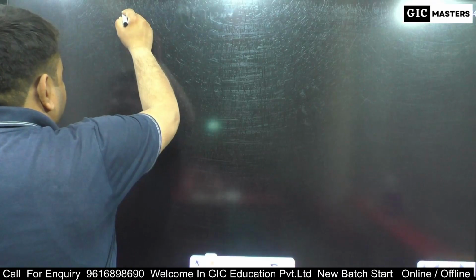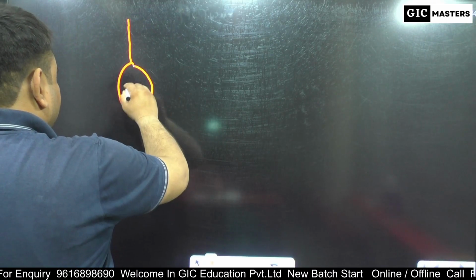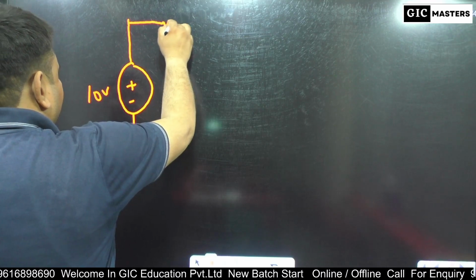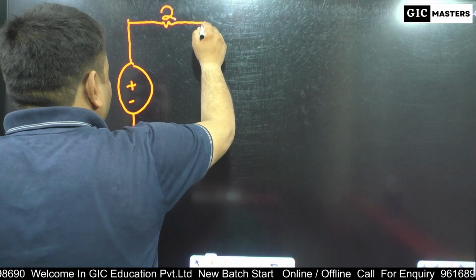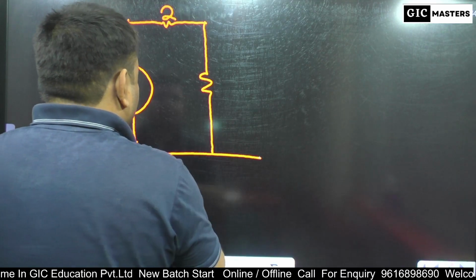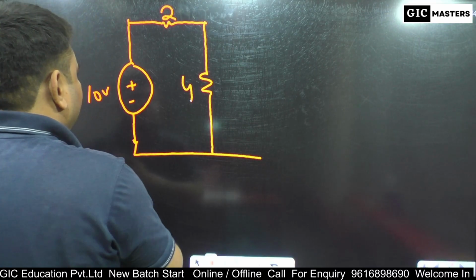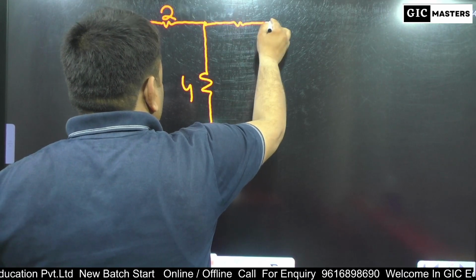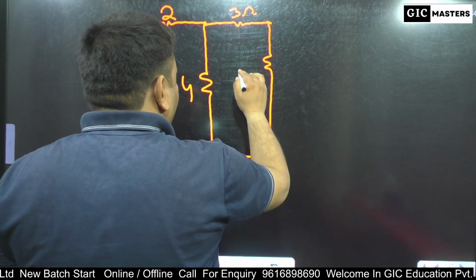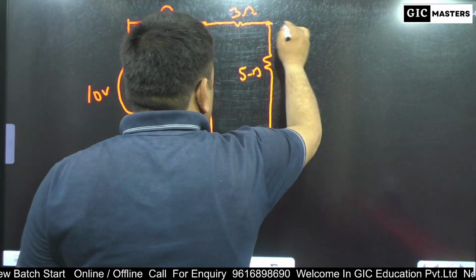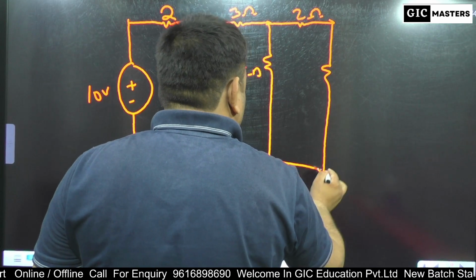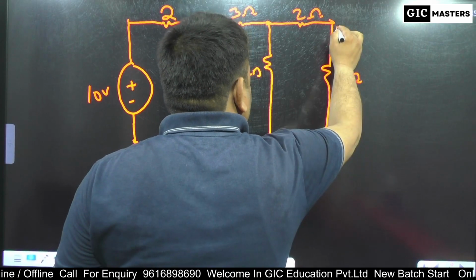First draw the circuit: 10 volt, 3 ohm, 5 ohm, 2 ohm and 2 ohm, and 4 ohm.